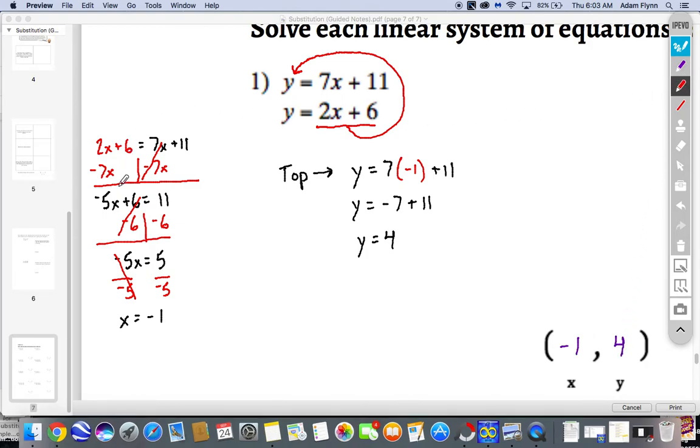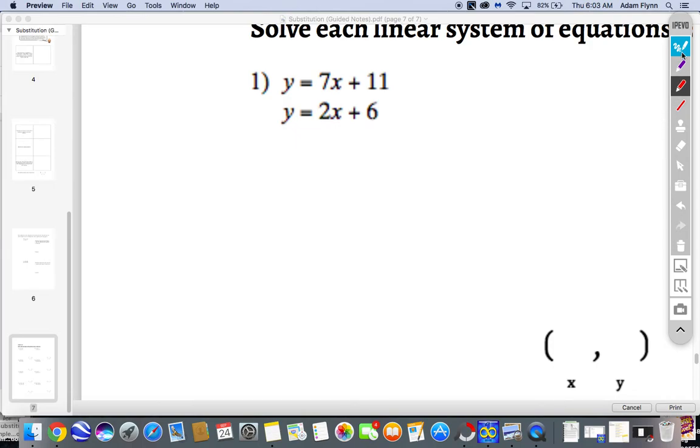Okay, so I did all this math here: substituted an expression in for a variable, did the math, solved for x, then I took that x and plugged it into the top equation to get my y coordinate. Okay, and we're going to follow a similar process for the rest of these example problems. Okay, I will move on to number 2.